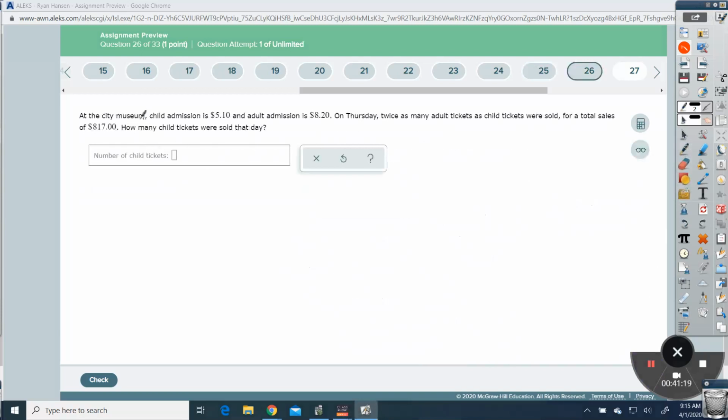So on this one it says at the City Museum, child admission is $5.10. Adult admission is $8.20. On Thursday, twice as many adult tickets as child tickets were taken. So if I had 10 child tickets, I had 20 adults. So it says twice as many adult tickets as child. So this is child, this is adults. So in other words, my adults are 2 times as many as the child.